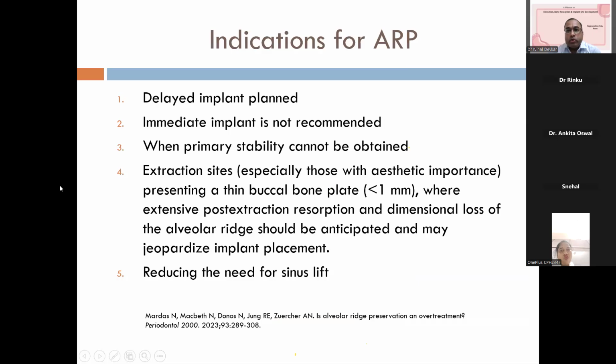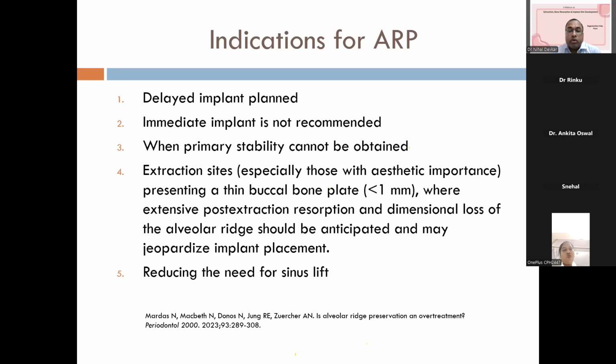What are the indications for this socket preservation or socket grafting? When there is delayed implant planning. The patient is not willing to undergo implant right now. Then when immediate implant is not recommended, it could be due to the reason that hardly any bone is available beyond the root apex and immediate implant is not possible.